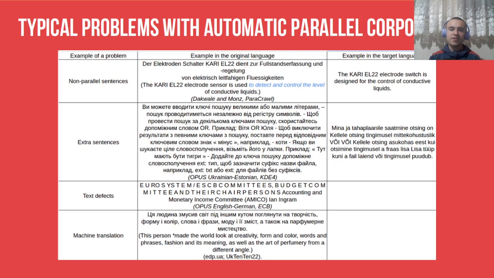This slide presents some of the typical problems you may encounter when working with automatic parallel corpora, with examples from real corpora. The first is non-parallel sentences, when sentences of a language pair have different meanings. Redundant sentences, when a segment contains sentences that should belong to other segments. Various text defects, such as the splitting of text into separate capital letters, which makes it difficult to process materials automatically. And problems of poor data quality, such as machine translation and poor morphological or syntactic annotation.